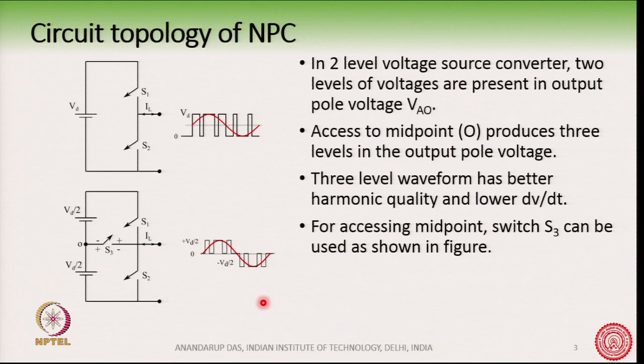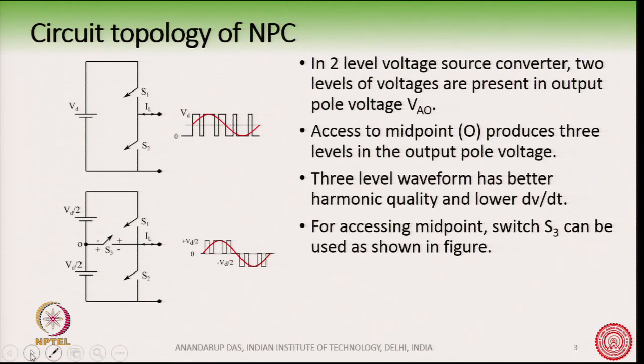So, then came the 3-level converter, which is why it is called a 3-level converter, because there are now 3 levels of voltages possible from this converter: Vd by 2, 0 and minus Vd by 2. Earlier we had 2 levels of voltage, 0 and Vd. Now we have Vd by 2, 0 and minus Vd by 2. How can I get this is shown in this circuit here.